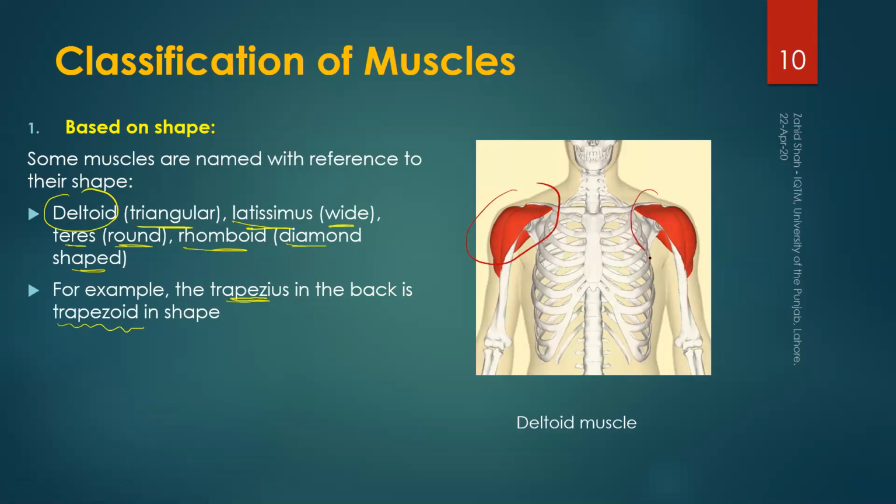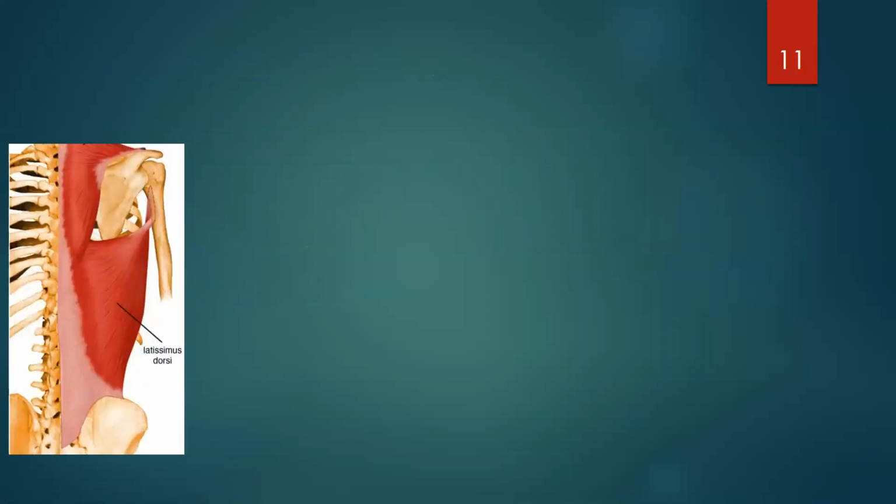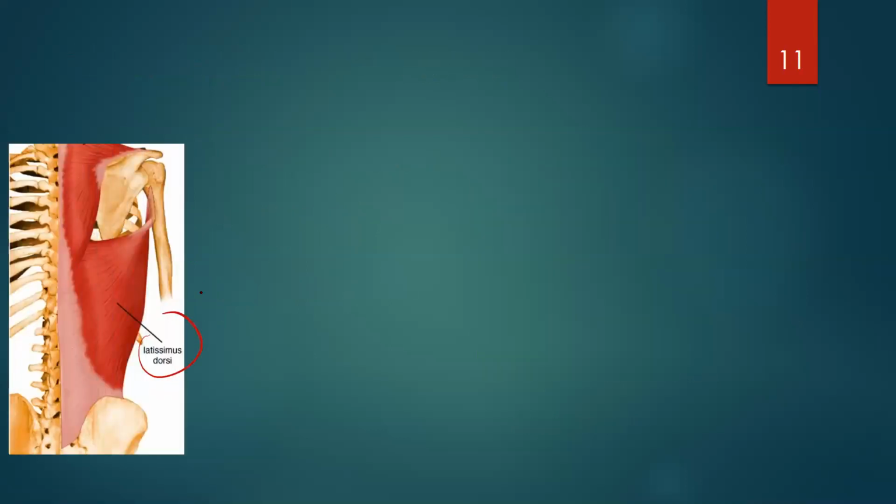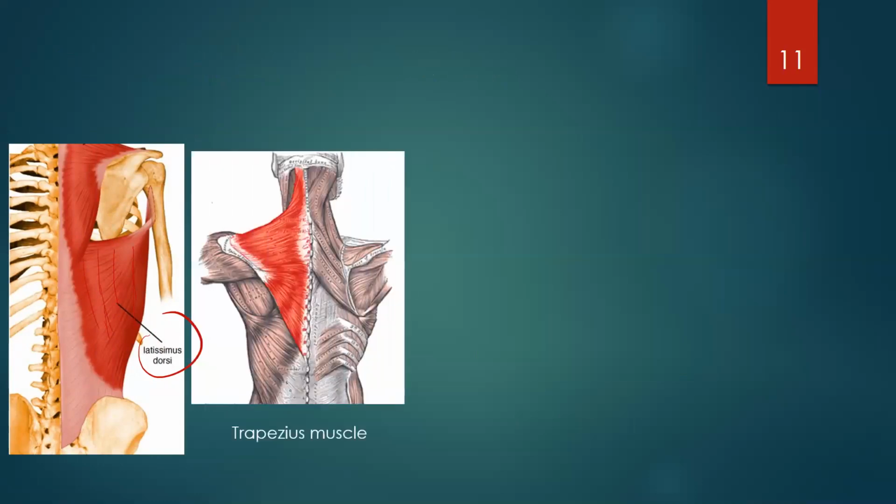The deltoid muscle, its shape is sort of triangular. These are actually the muscles of your shoulder, so they wrap the shoulder joint. So this is the latissimus dorsi muscle. As we saw, the literal meaning of latissimus is wide. So this muscle has a lot of surface area. It's very wide, at the lateral side of your back. That is why it is called latissimus dorsi.